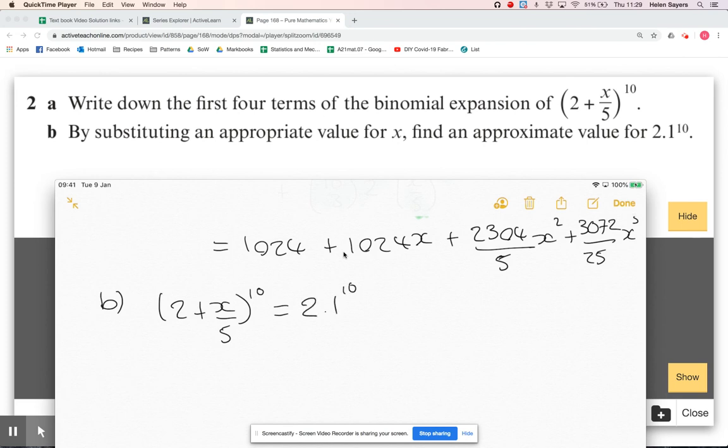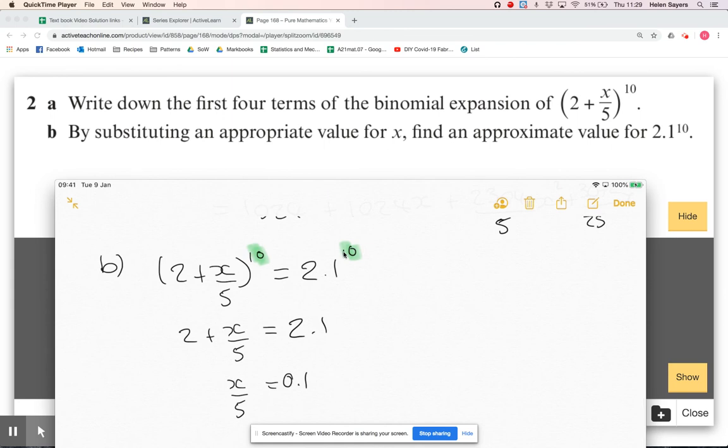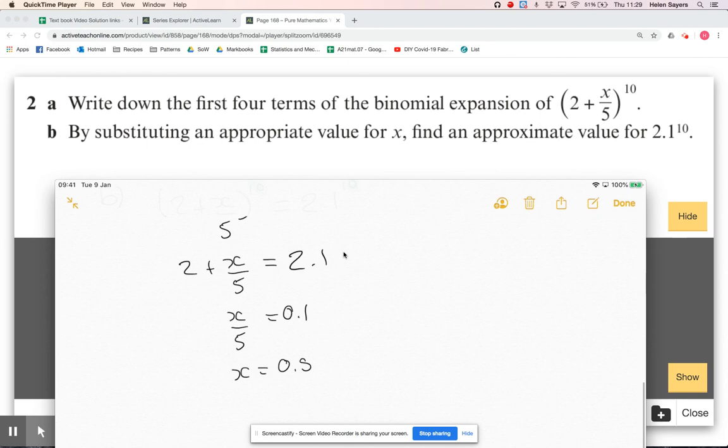So these questions are only going to work if those are to the same power. So first thing I can do is say, well, look, if they're both to the power of 10, then really what they're saying is we want 2 plus x over 5 to equal 2.1. So if I minus 2 from each side, I want x over 5 to equal 0.1. So if I multiply it by 5, x is going to be 0.5 or a half.